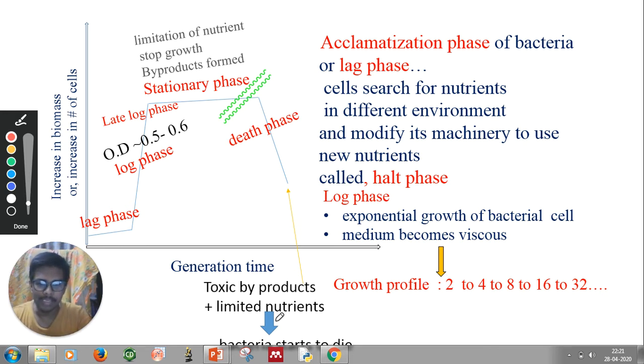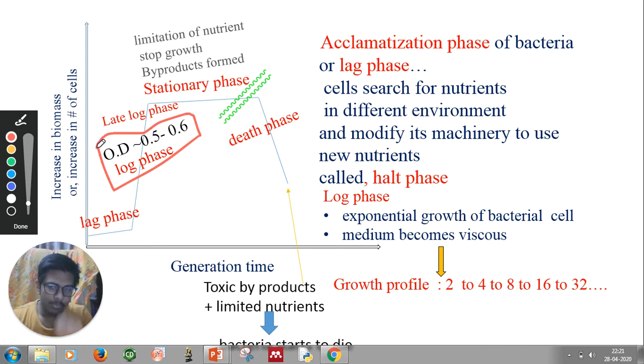In this phase, you cannot measure the increment of cells by some other technique. You have only one technique people normally use, that is measurement of absorbance, or OD measurement, optical density. Optical density is how much light is absorbed by the solution. That is denoted by optical density. The typical optical density for the log phase of a bacterial culture medium is 0.5 to 0.6.